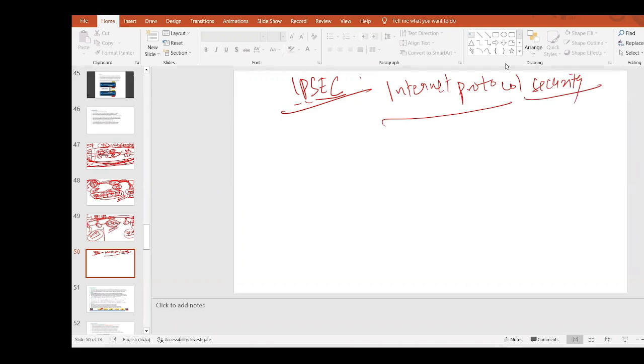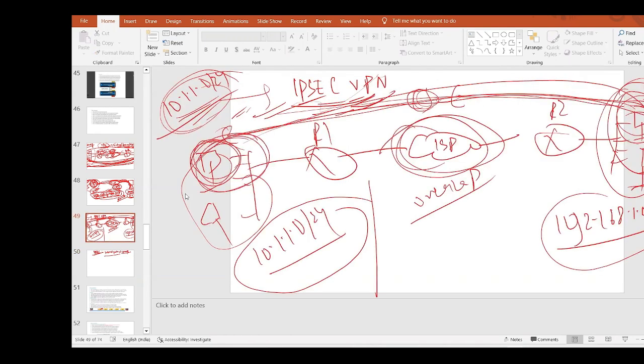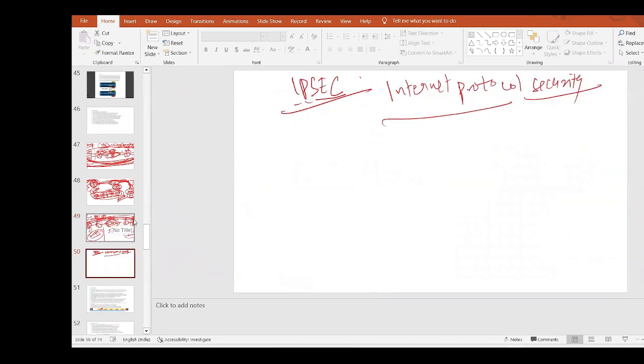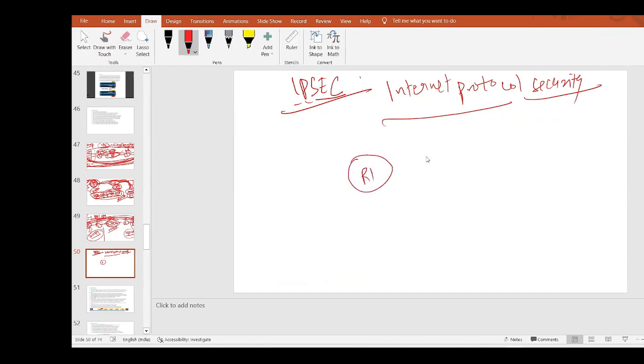So what is IPsec, guys, and what are its components? IPsec said, I will provide the security of data over the ISP, when it is transmitting over the ISP. How does it provide that? It actually creates two kinds of tunnels. This is R1, router 1. This is my LAN.